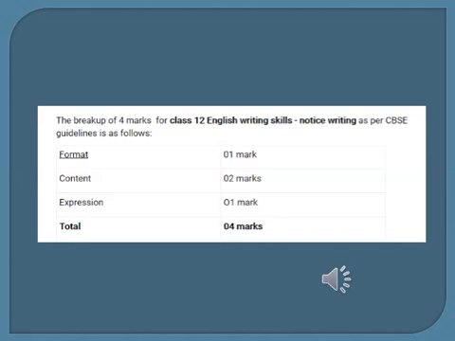That carries 1 mark. Content, your subject matter, what is it about? That content carries 2 marks. Expression, grammatical accuracy, how you have been able to express, how you have been able to present. So that will carry 1 mark. So totally it carries 4 marks.